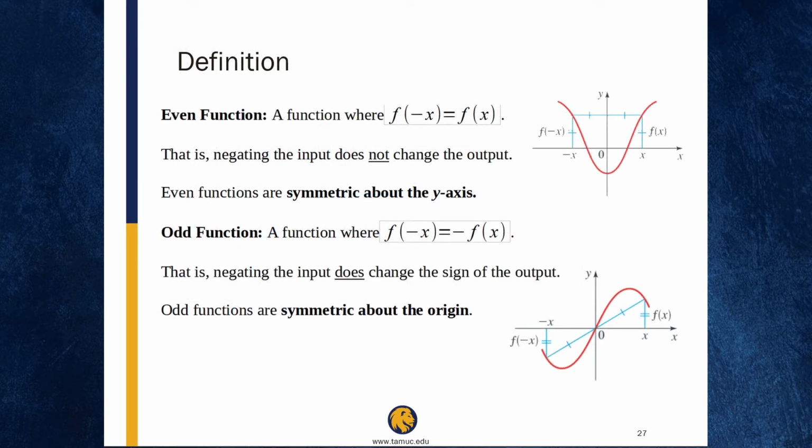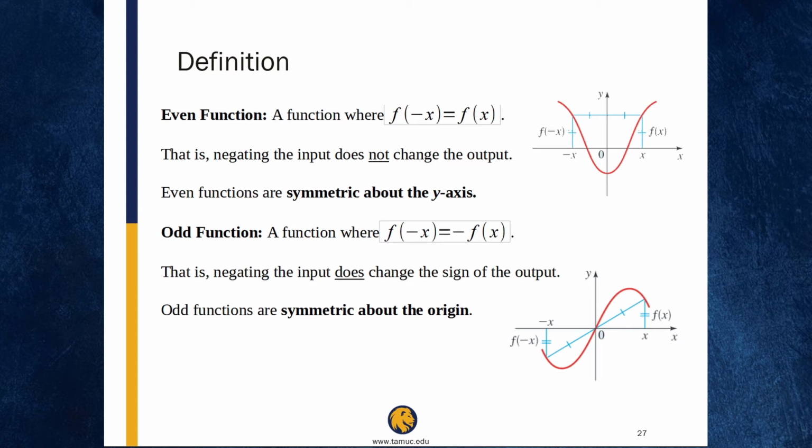The next topic about functions is even versus odd functions. An even function is a function where f of negative x is equal to f of x. That is, negating the input does not change the output. The function is the same with a negative x or with a positive x, either way. Even functions are what we call symmetric about the y-axis. And you can see that in this picture here, how that graph is symmetric about the y-axis. The y-axis runs right down the middle, splitting the graph into 2 equal parts.